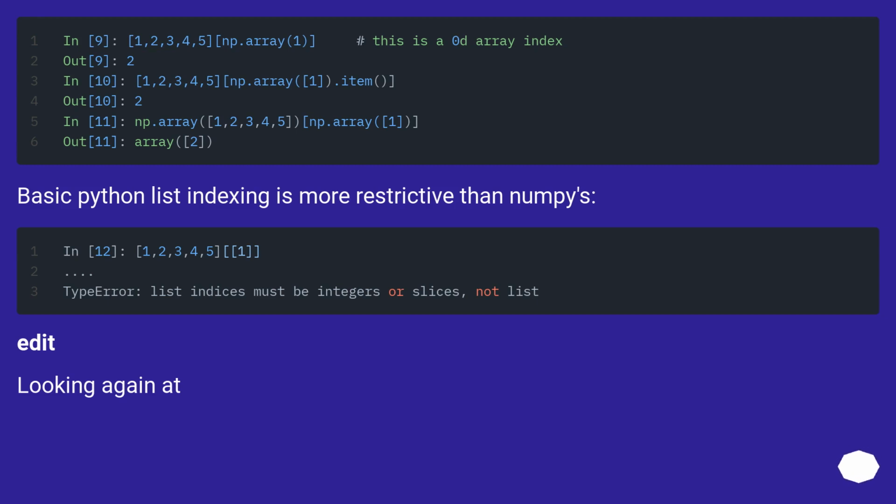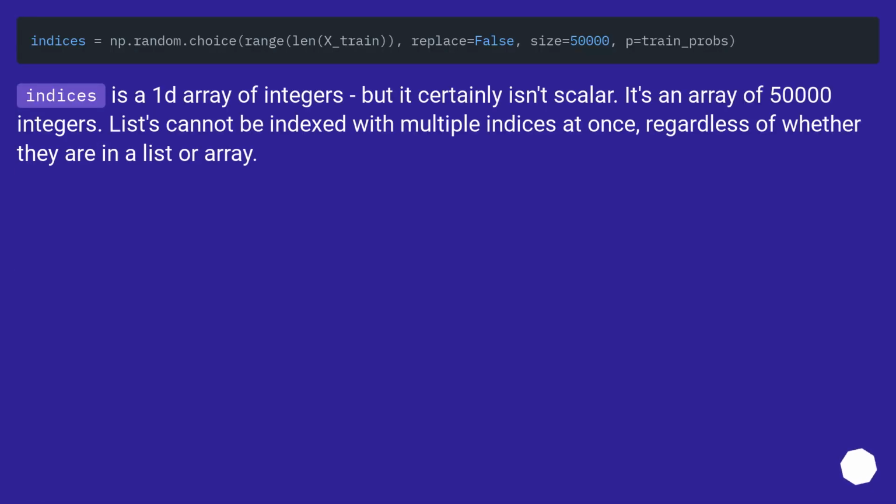Edit. Looking again at indices, it is a 1D array of integers, but it certainly isn't scalar. It's an array of 50,000 integers. Lists cannot be indexed with multiple indices at once, regardless of whether they are in a list or array.